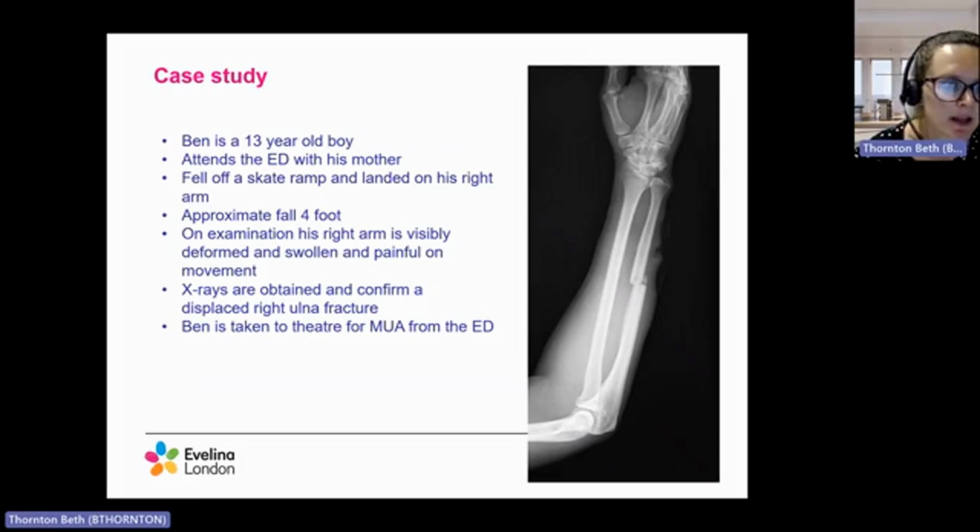So from the history here, we've got a traumatic injury. We've got a displaced fracture, and we can see on the x-ray that the fracture is visibly out of line. So there's a risk that that's going to be causing pressure in a compartment within the forearm. So when we're talking through some of the clinical signs, we can have a little think about how Ben might be displaying some of these signs.